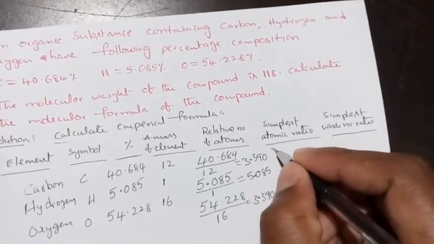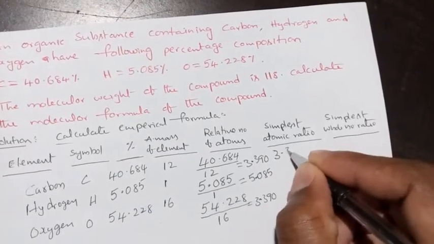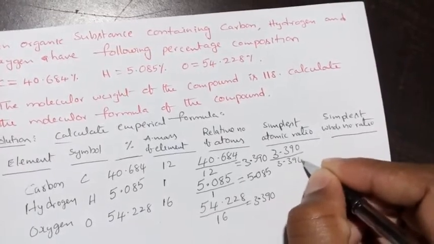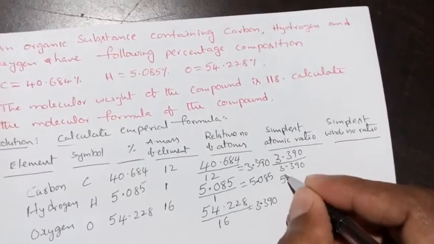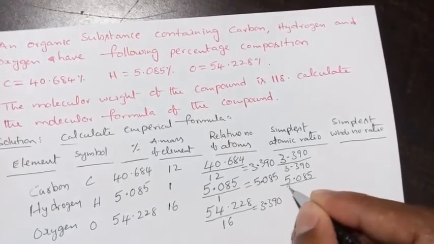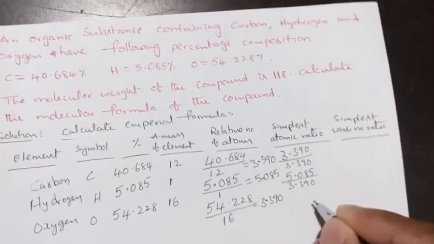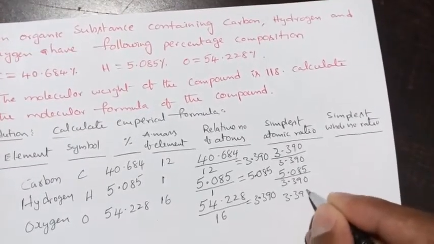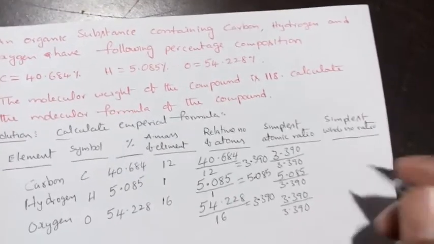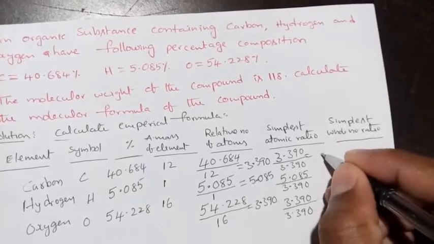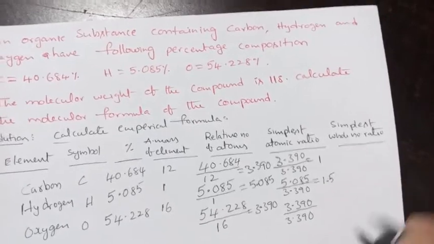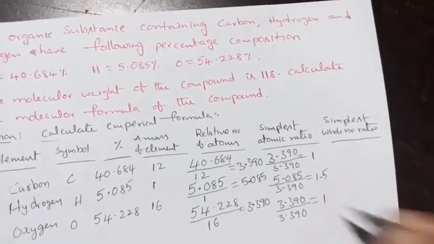So 3.390 by 3.390. Here 5.085 by 3.390. Here 3.390 by 3.390. So we'll get the simplest atomic ratio: here 1, here 1.5, here we'll get 1.